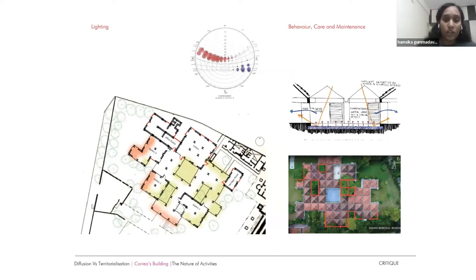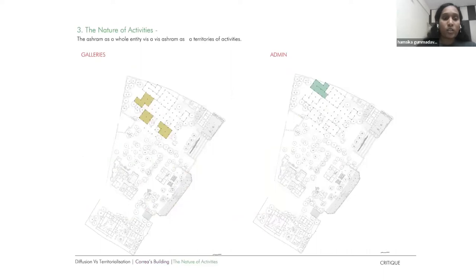And the shallow water body in the center is being treated as a visual object. Considering the climate of Ahmedabad, the best way to deal with water is to hide it and preserve it. When looking at the ashram as a whole entity, vis-a-vis the ashram as a territory of activities, galleries consisting of artifacts and history occupy the largest site, whereas Gandhiji is all about practice. Instead, the function could have been repurposed within the iconic buildings on site.